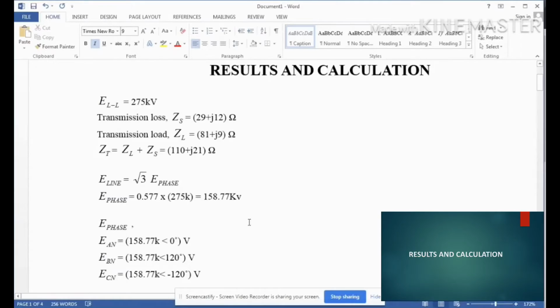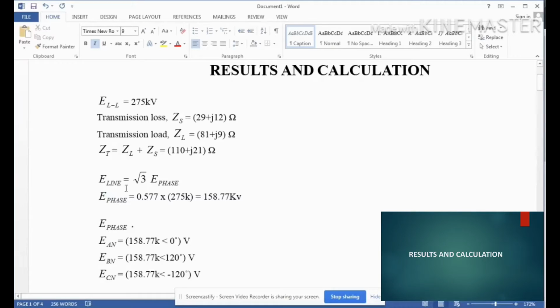Now I'm going to explain the next part, which is results and calculation. For calculation, the value of line-to-line voltage is 275 kV. The value of transmission loss ZS equals 29 plus 12j ohm. The value for transmission load ZL equals 81 plus 9j ohm. The Z total, which is ZL plus ZS, is equal to 110 plus 21j ohm.